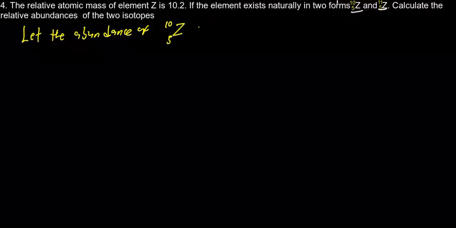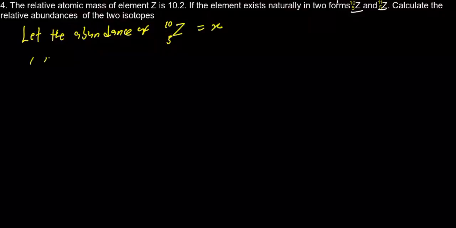If the element exists naturally in two forms given as this and this, calculate the relative abundances of the two isotopes. All right, here we have been given the relative atomic mass. We are now asked to calculate the abundance of each of the isotopes. Remember, I want to get the abundance in percentage, so I'll just say let the abundance of this first one be equal to X.